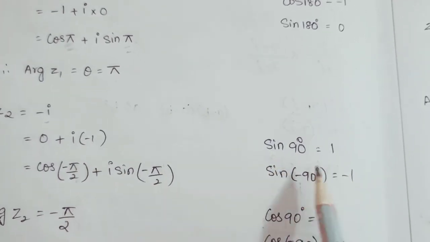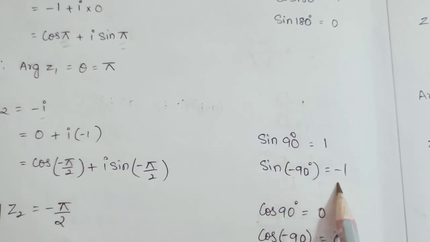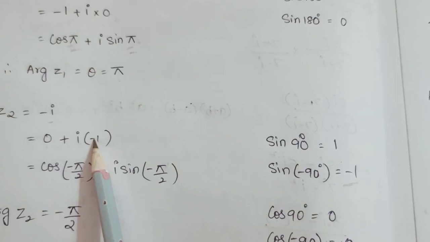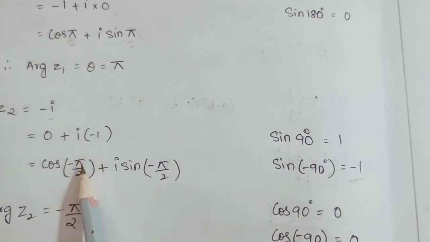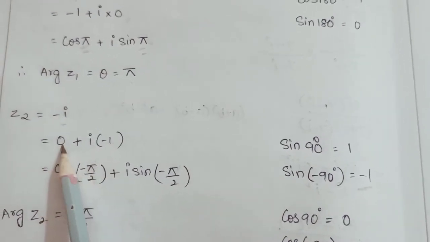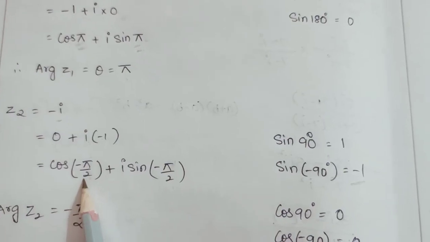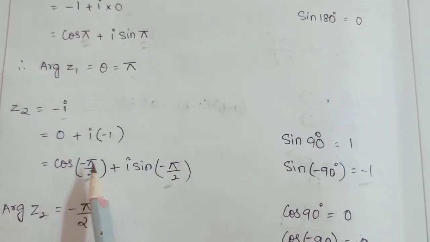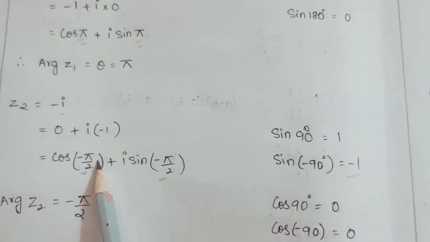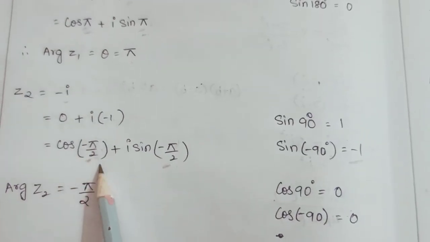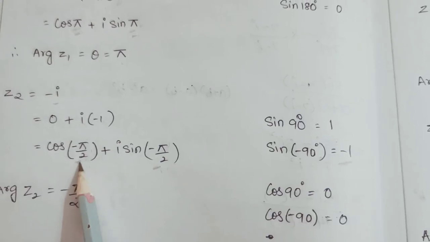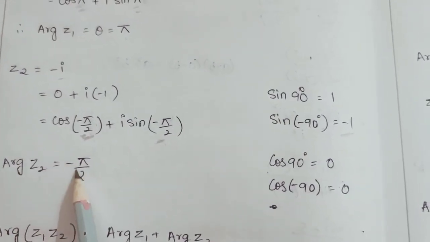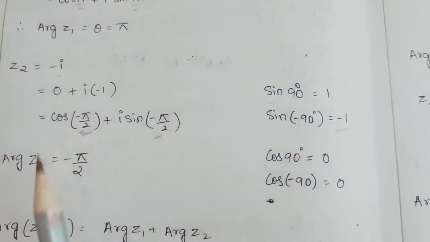Sin 90 is 1. Sin of minus 90 is minus 1. So sin of minus 90 is minus 1. So here also cos of minus 90. Cos 90 is 0, but cos of minus 90 we are writing because here minus is there, so we are writing minus. Anyhow, cos of minus theta is cos theta only. Okay, so cos of minus 90 is sine of minus 90, that is nothing but theta value. Okay, so arg z2 is equal to theta, that is minus pi by 2.